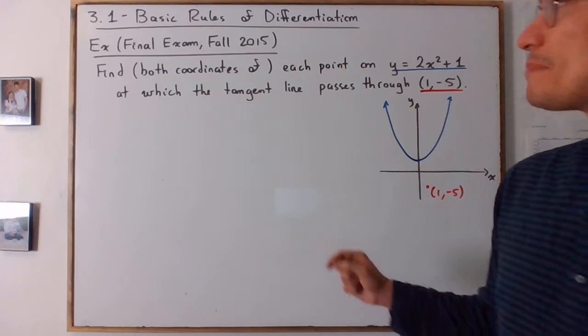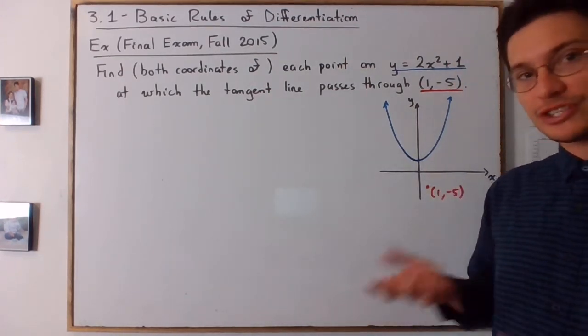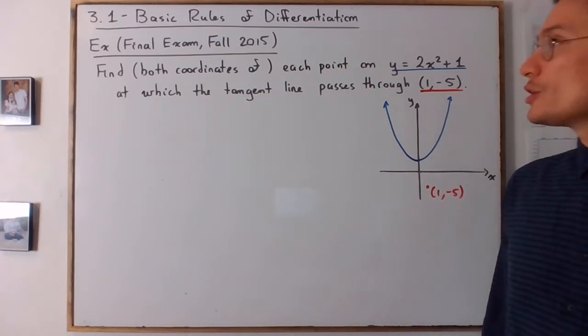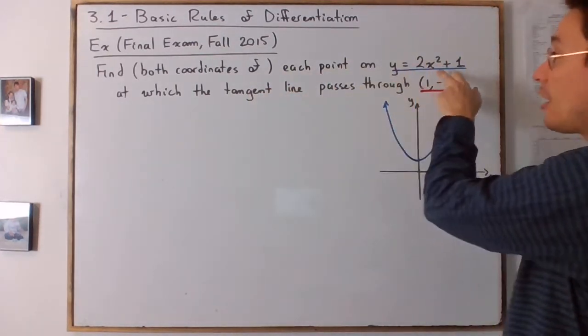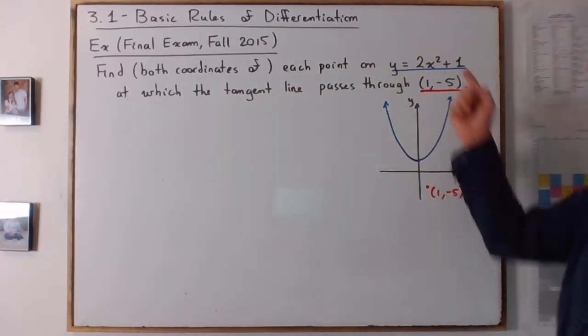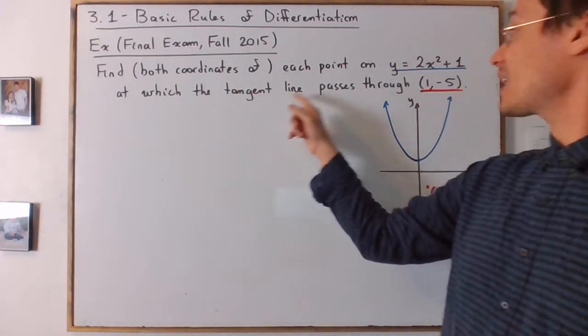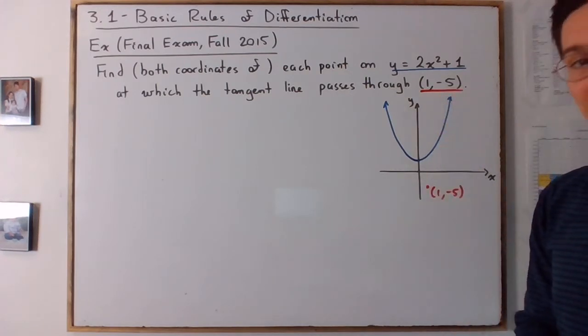So this is the example. It's a very common final exam example. We're just changing the curve and the point, but the idea is kind of the same. You want to find both coordinates of each point on the curve, like 2x squared plus 1, at which the tangent line passes through the point (1, -5).